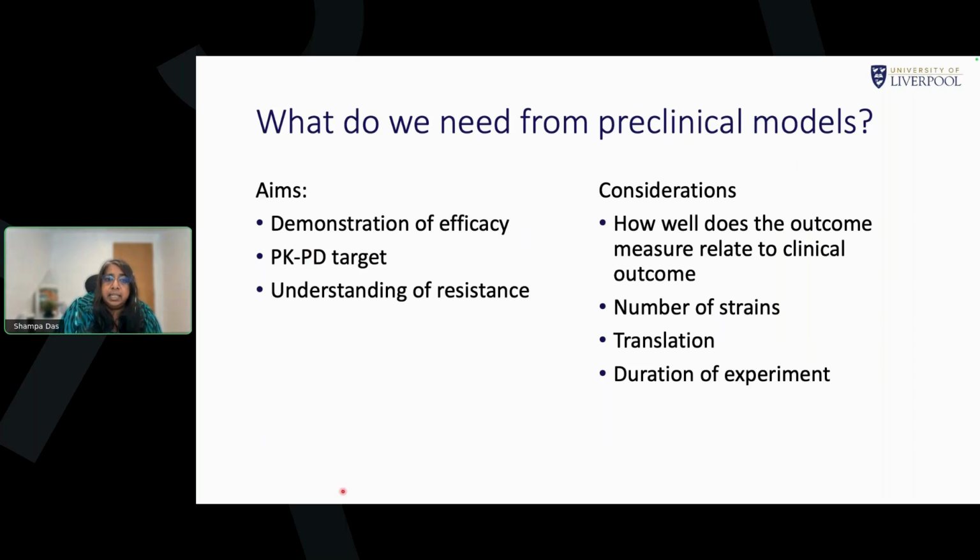And the other thing is we need to understand resistance. So it's not only sufficient for us to just look at bacterial killing or stasis. We need to understand that our drug's going to work for a while and not just become resistant quite quickly. So, things we need to bear in mind also is the duration of the experiment.